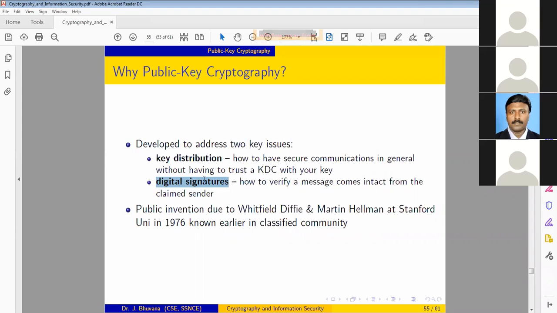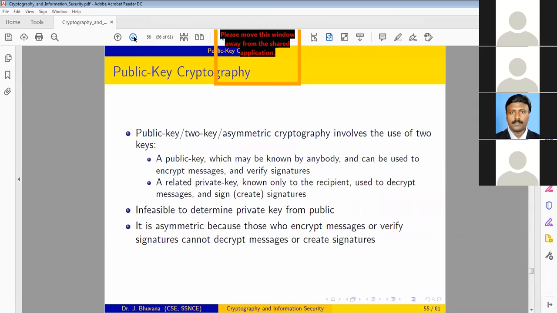For these two operations, one can use public key cryptography, which was developed by Whitfield Diffie and Martin Hellman at Stanford University in the year 1976. It means that each and every end party, the sender and the receiver, owns two keys: their own private key and their own public key. My private key and my public key, your private key and your public key, someone else's private key and someone else's public key. So each and every person in the network has two keys.